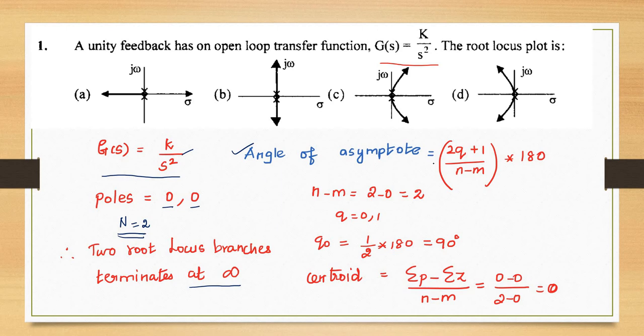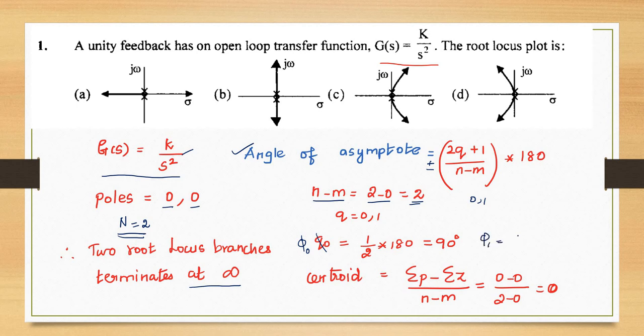What is the formula? Plus or minus (2q plus 1) divided by (n minus m) into 180. How many asymptotes are there? N minus m, 2 minus 0, there are 2 asymptotes, that is q is 0, 1. First of all, I am going to find out phi 0, that is the first asymptote angle, by substituting q is equal to 0. So q is equal to 0 means (2 into 0 plus 1) divided by (2 minus 0), so 1 by 2 into 180, that is 90 degrees.